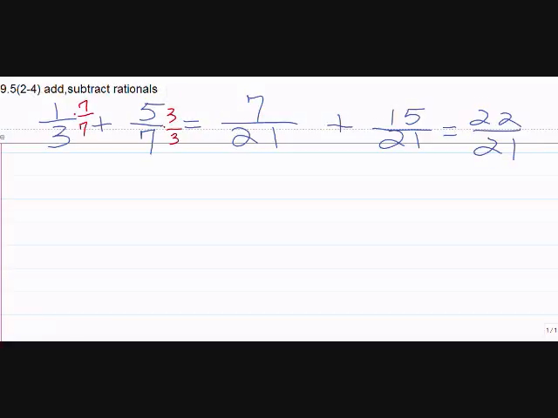Then in algebra class, these got a little bit harder. So let's add 1 over x plus 1 over x squared. That's a good one from Algebra 1.